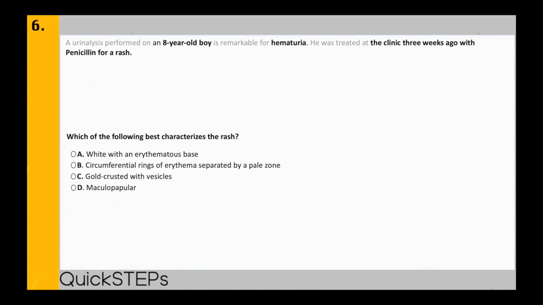How about circumferential rings of erythema separated by a pale zone? No, that would be more along the lines of erythema multiforme, which is most often caused by herpes infection or mycoplasma infection. How about gold crusted with vesicles? Yes, you should be saying yes. That's the description that you should be associating with impetigo. And if you've ever stepped foot into a clinic and saw a patient with impetigo, you know this very well. It's that honey-crusted, kind of scaling vesicular pattern.